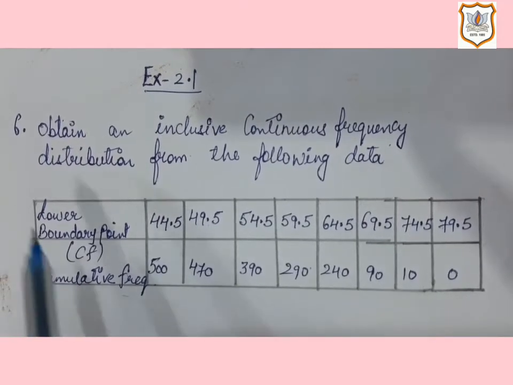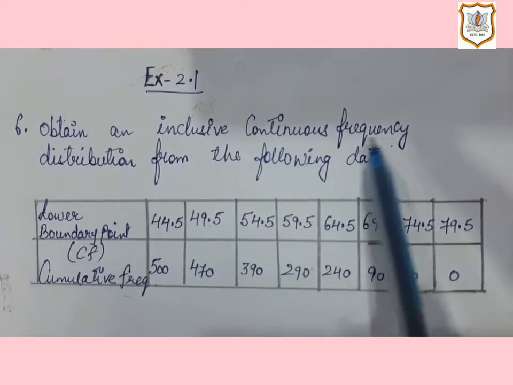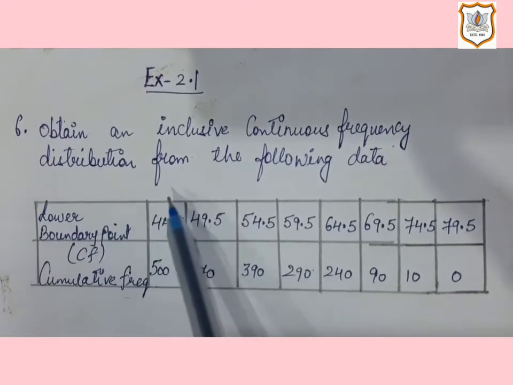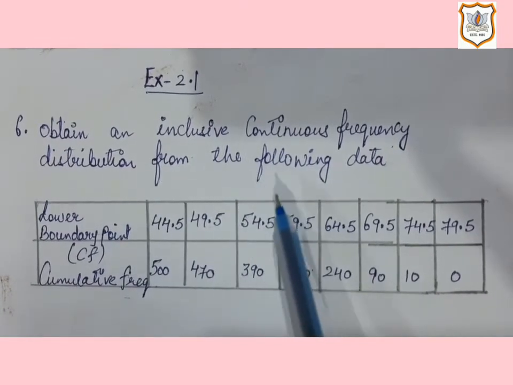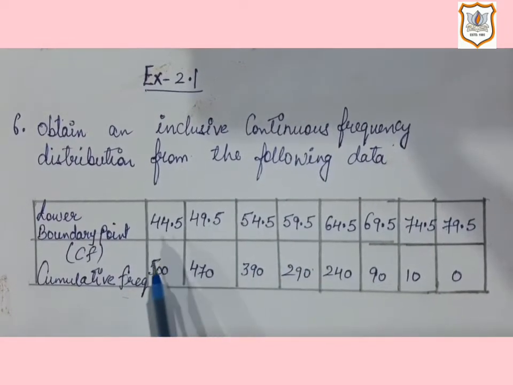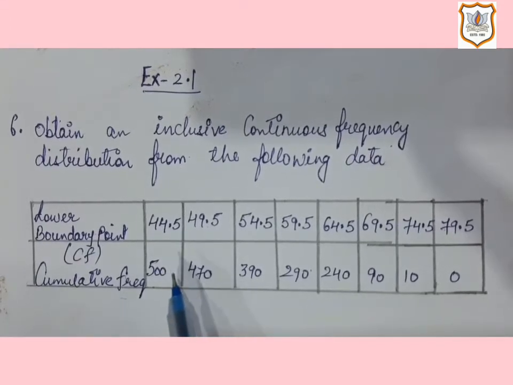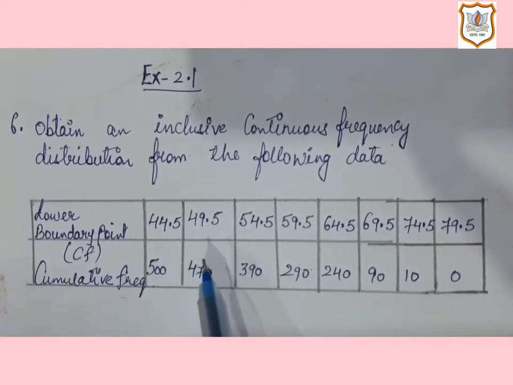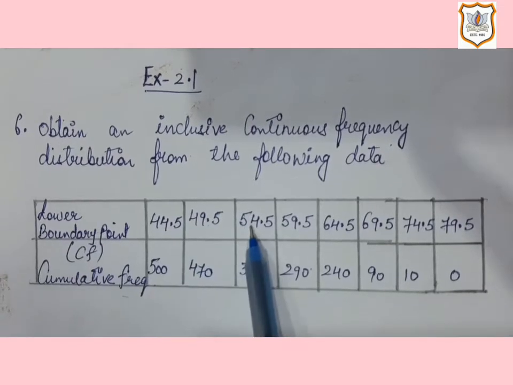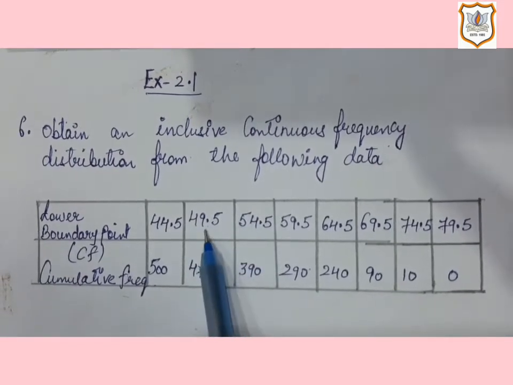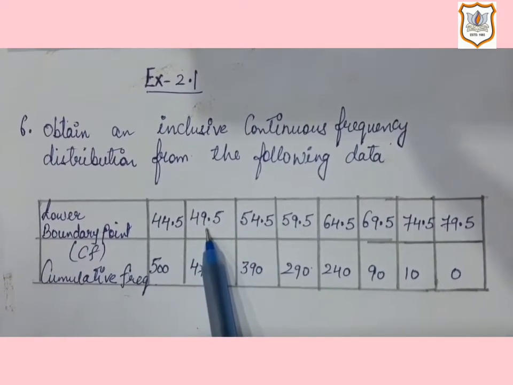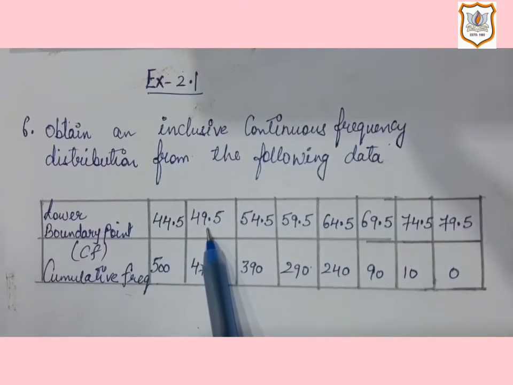So, in this sum, you have to obtain an inclusive continuous frequency distribution. That means you have to find inclusive class. And if we see the class length, the difference between the adjoining lower boundary points, that is 54.5 minus 49.5, that gives you 5. So, the class length is 5 here.